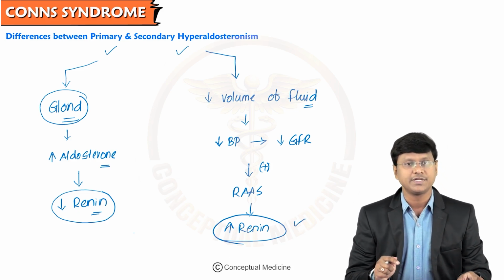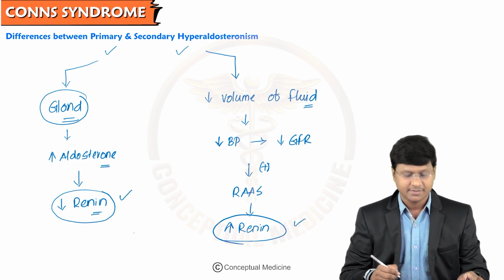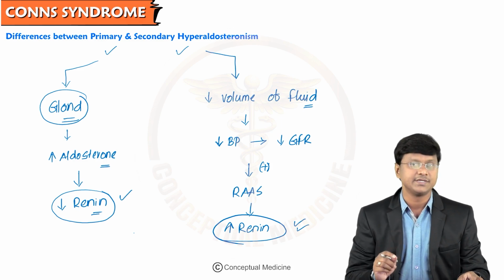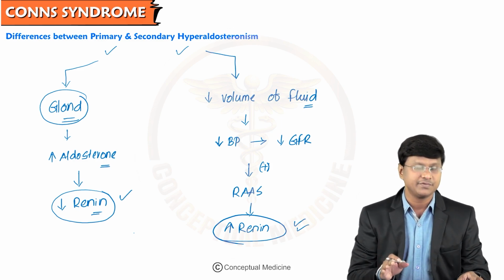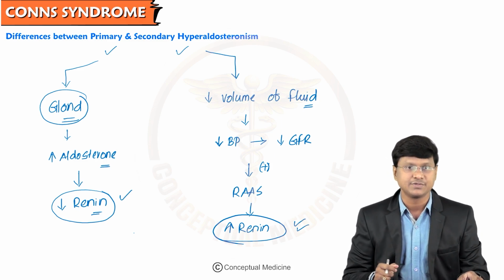So now what I want to tell you is, in primary hyperaldosteronism, there will be a decrease in the renin, and in secondary hyperaldosteronism, there will be an increase in the renin. So this is a very, very important difference between primary as well as secondary hyperaldosteronism.